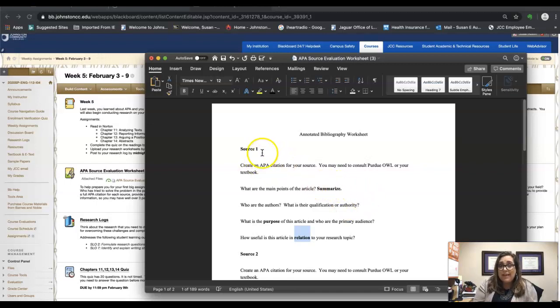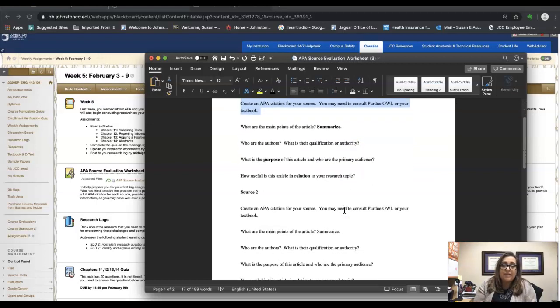I do want you to keep the headers. So you would put source one, and then you would sort of go over this, because where it says create an APA citation, you would want to put the citation there. And then down through here, I would like for you to keep the questions or the headers, just so you're showing me that you understand what I'm asking you to pull from your source. And then next week, when you actually do the annotated bibliography, you won't have any headers or anything. You'll just have the citation and the annotation. But like I said, you're going to do this 3 times.